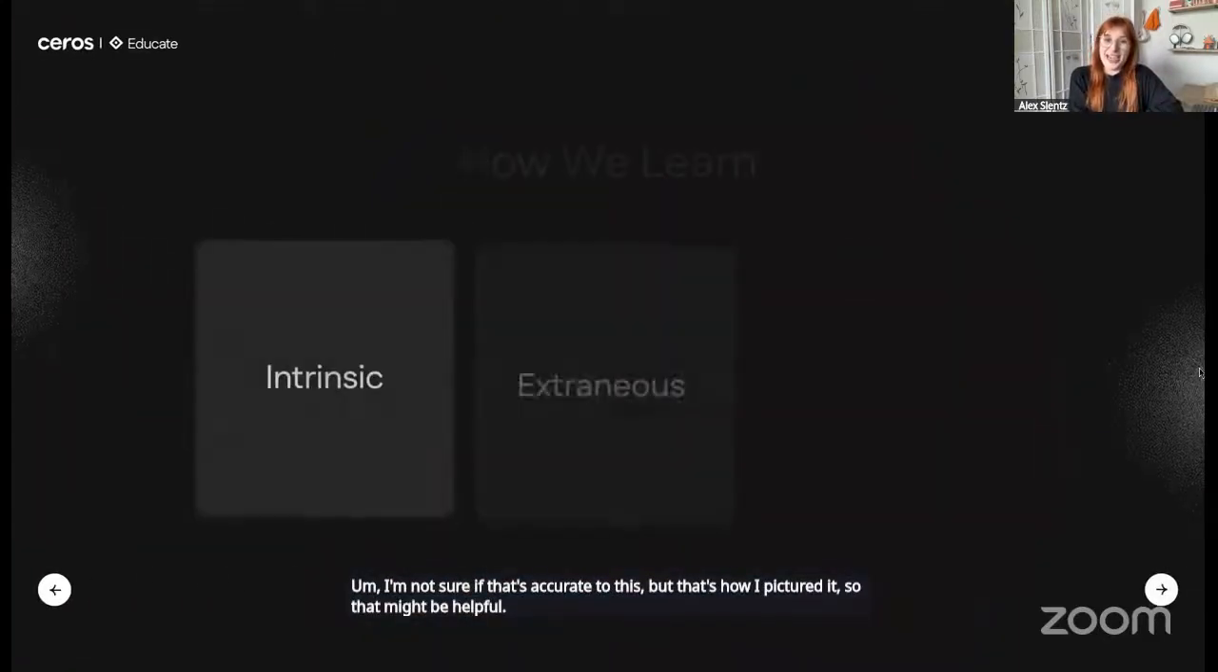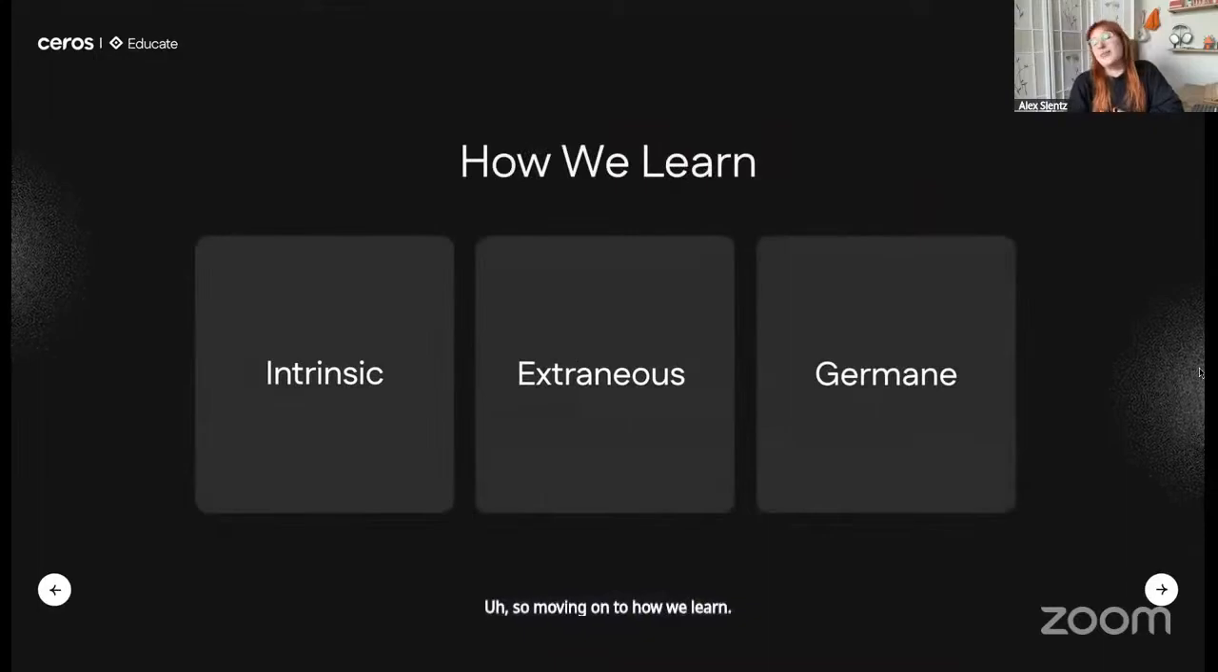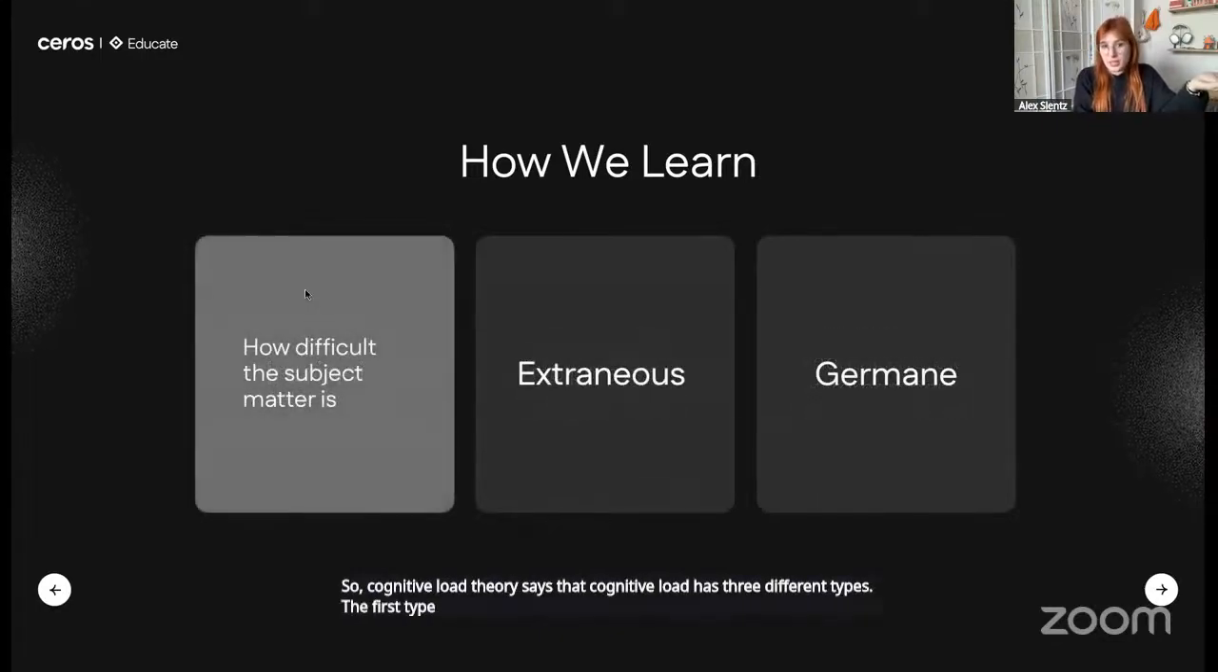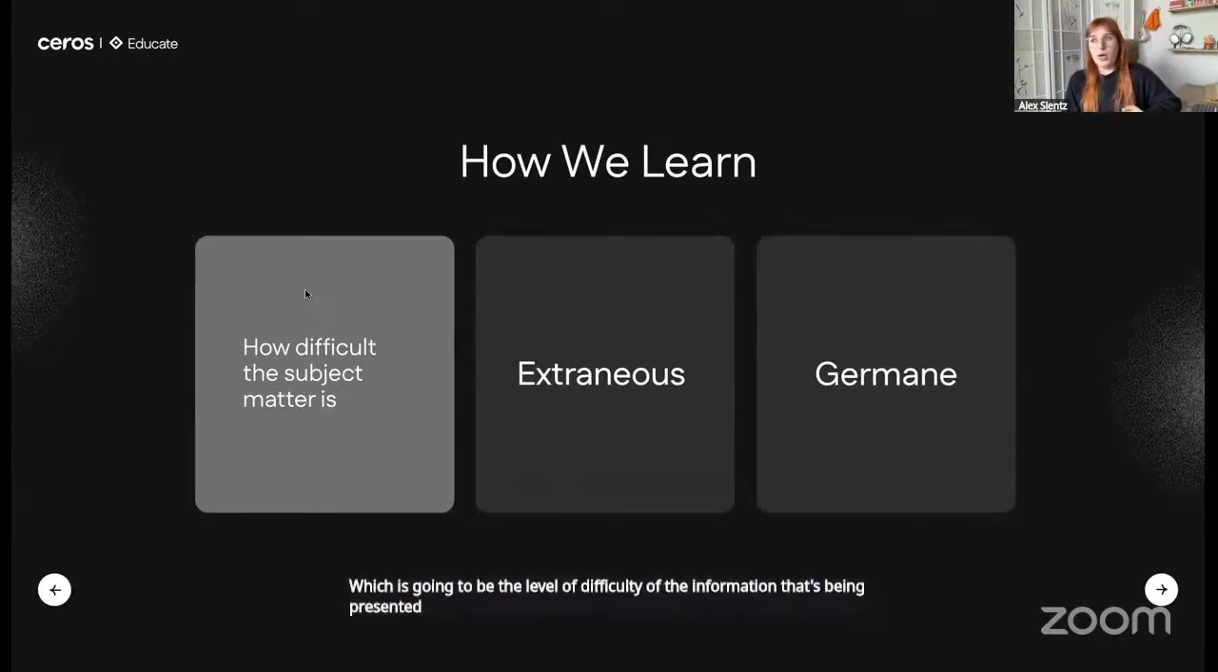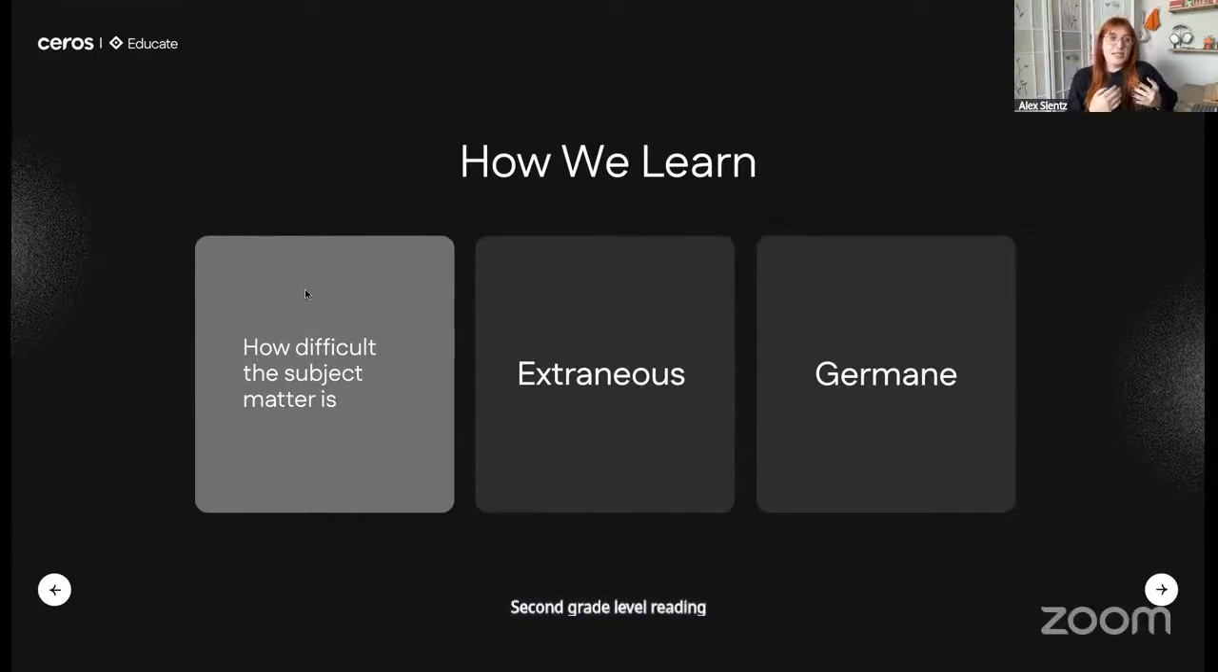So moving on to how we learn and why it's important when talking about text. Cognitive load theory says that cognitive load has 3 different types. The first type is intrinsic, which is going to be the level of difficulty of the information that's being presented. So, studying astrophysics versus studying addition and subtraction, or college level reading versus second grade level reading. It's the level of difficulty on a general scale for the information that somebody is receiving.